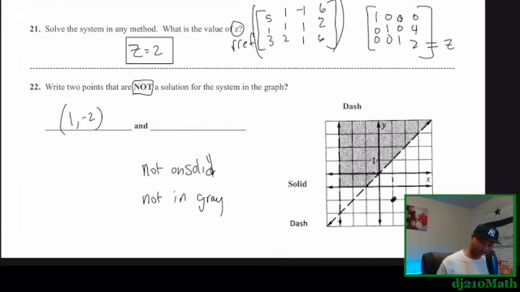Now, you could get fancy. You could get fancy and put one right here, right? It's on the dash. It's definitely not in the gray. It's on the dash, not the gray. So this could be 1, 2. 1, 2. You know what's crazy?